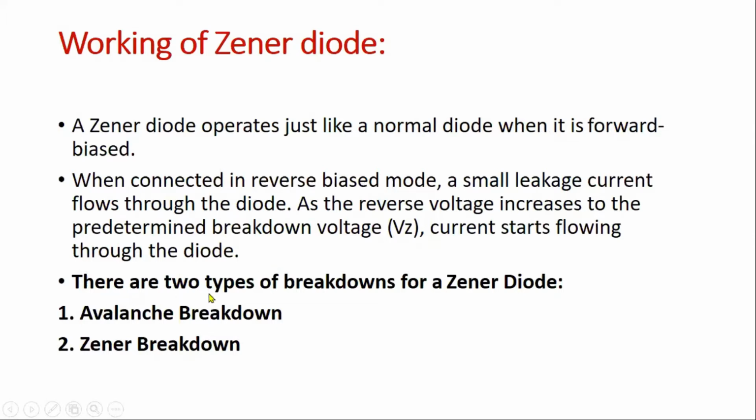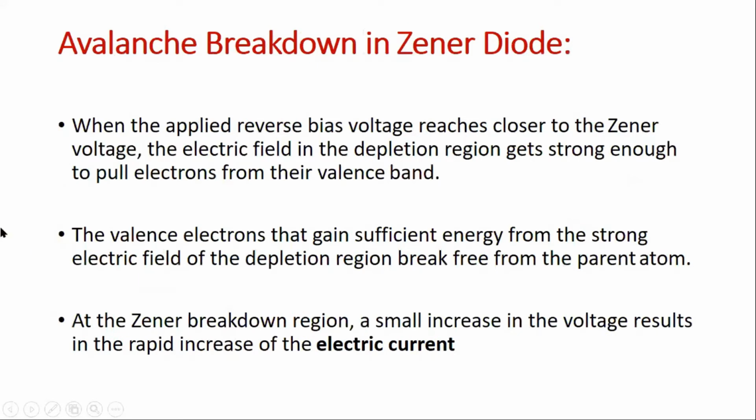There are two types of breakdown which occur in a Zener diode: avalanche breakdown and Zener breakdown. The mechanism is slightly different. In case of avalanche breakdown, when the applied reverse bias voltage reaches closer to the Zener voltage, the electric field in the depletion region gets strong enough to pull the electrons from their valence band. The valence electrons that gain sufficient energy from the strong electric field of the depletion region break free from the parent atoms and become more electrons for the flow of current.